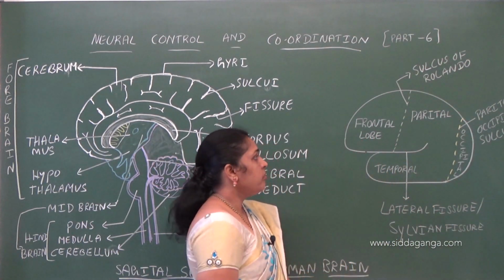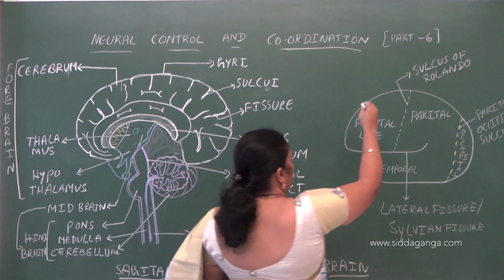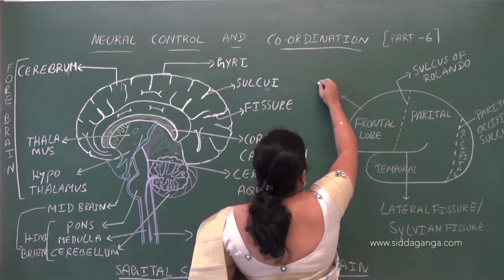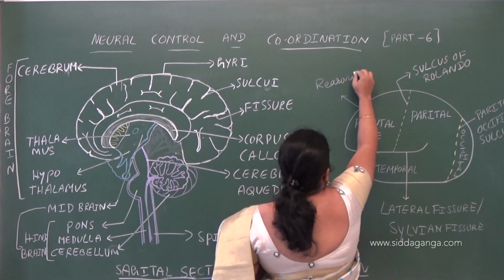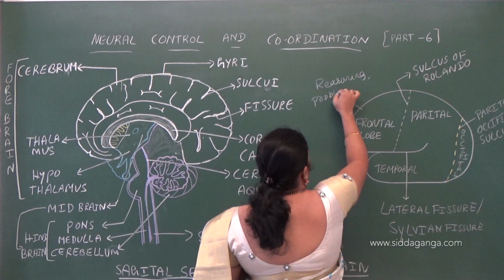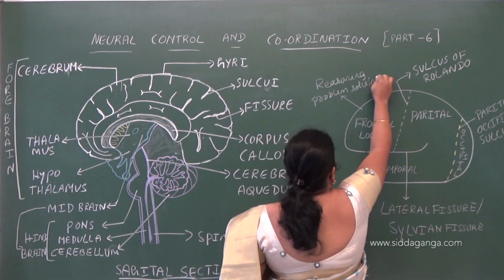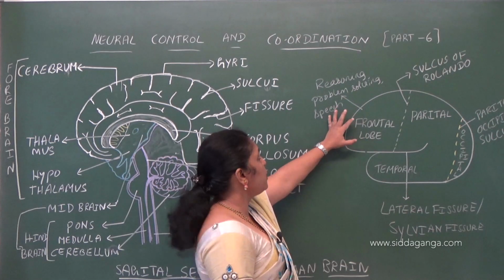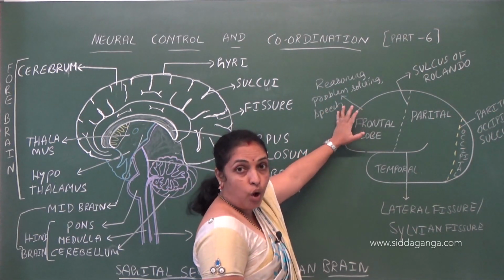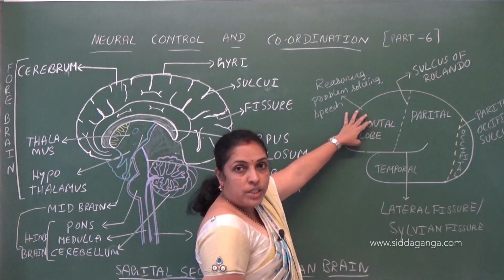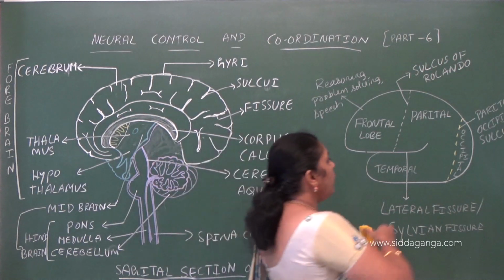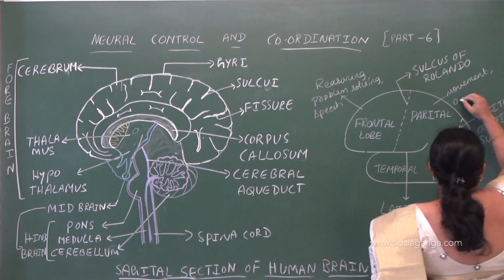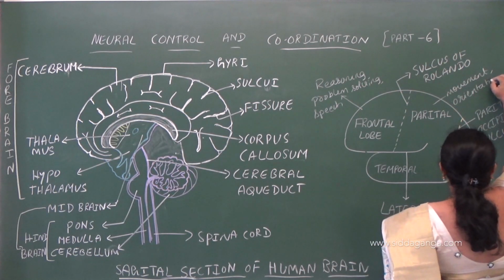In the frontal lobe, we see the processing of reasoning, problem solving, speech and thought. All this analysis and processing takes place in the frontal lobe. And in the parietal lobe, we see processing of movement and orientation and reasoning.